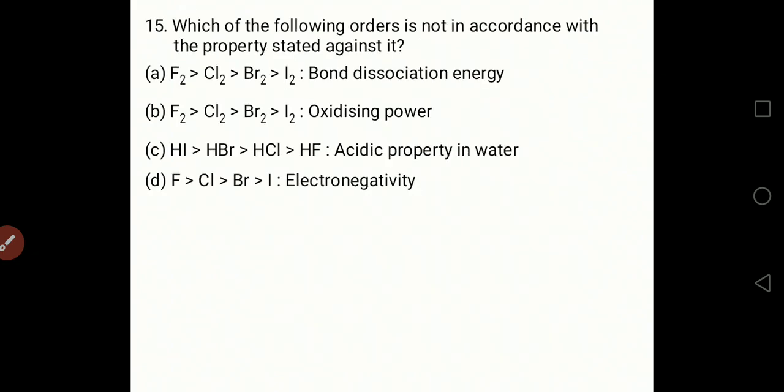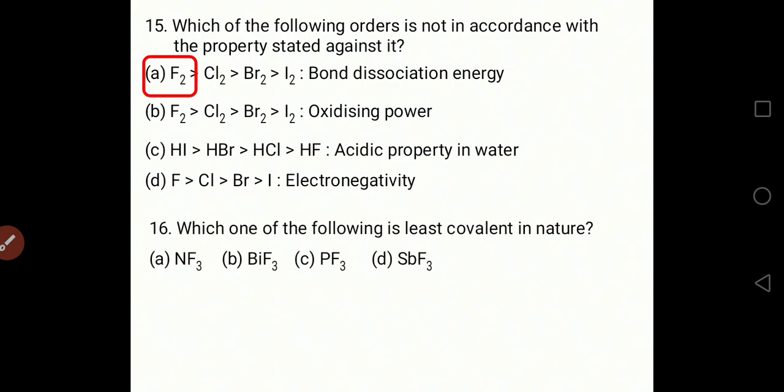Then 15th: which of the following orders is not according to the property given against it? So we know about bond dissociation enthalpy. F2 more than Cl2 they have given, but remember F2 has a very low bond dissociation enthalpy, that is the exception in the case of group 17. So hence the answer should be A. B is correct, F2 is the highest oxidizing, HI is more acidic, F is more electronegative, everything is correct, but A is very important, remember.